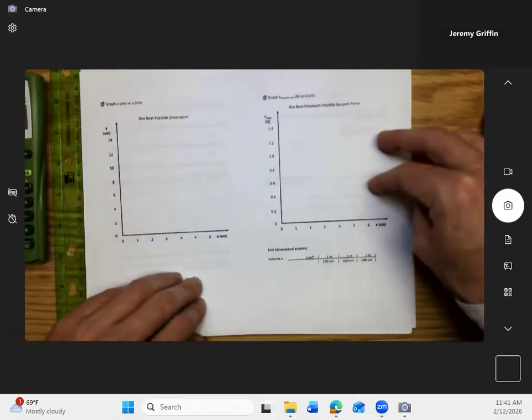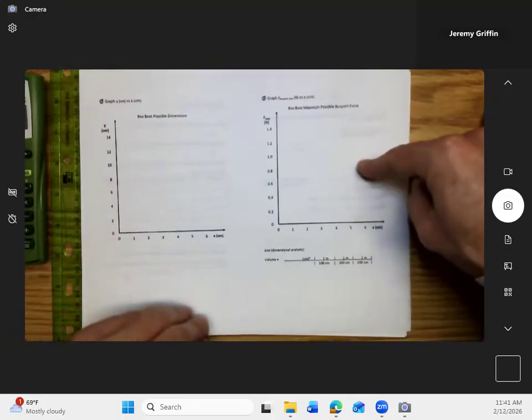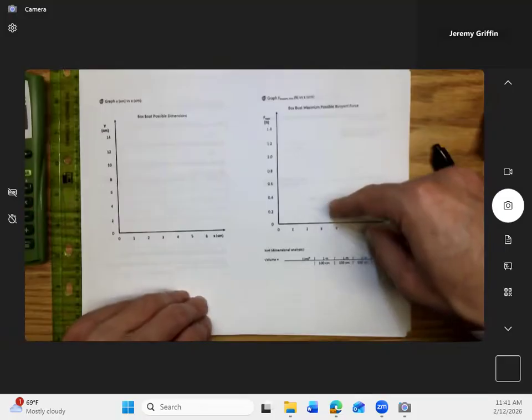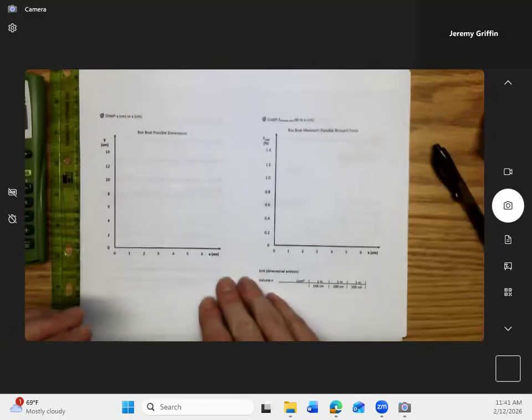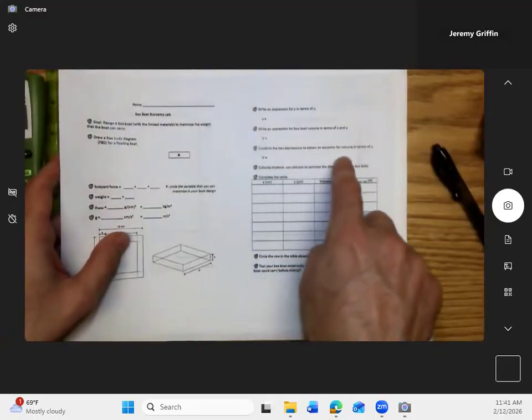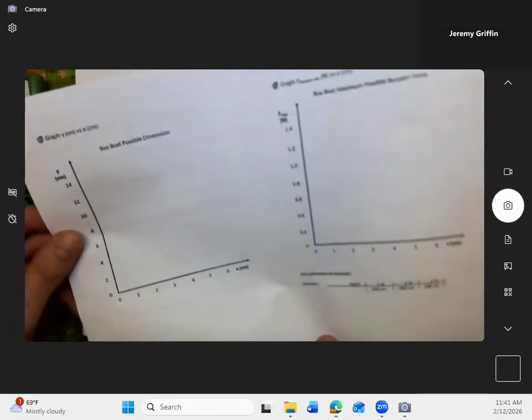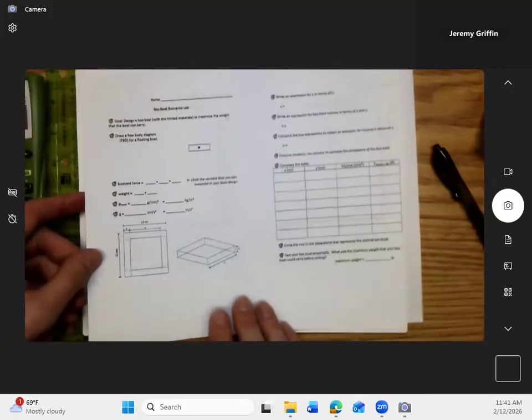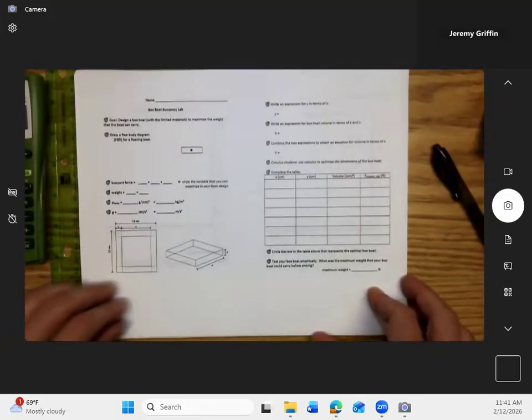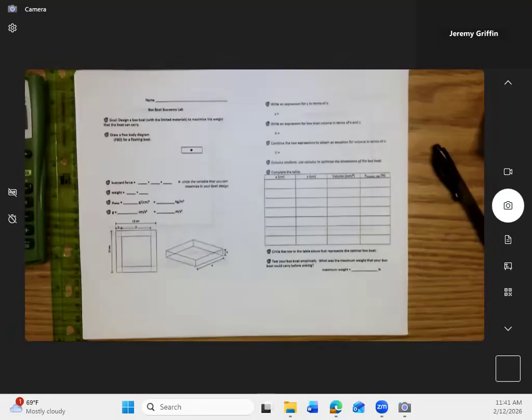Now, I will tell you this also: this will not be a parabola, so it will be some other shape. In fact, this shape is the graph of whatever this equation is right here, in terms of x. All right, see if you can figure out how to optimally design the boat to maximize the carrying capacity.